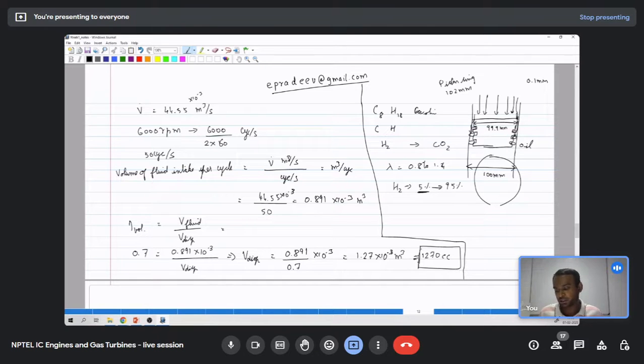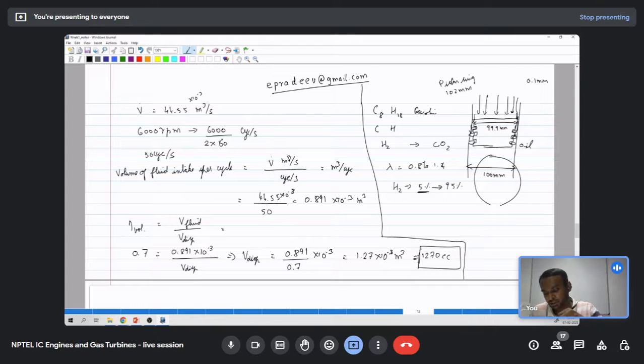Now we know that the engine is running at 6000 rpm, so for every minute it runs 6000 revolutions. That means for every second we will have 6000 by 60 revolutions. And since it is a four stroke engine, we will have one cycle for every 2 revolutions. So in total we will have 6000 by 2 into 60 cycles per second. So that is 50 cycles per second.